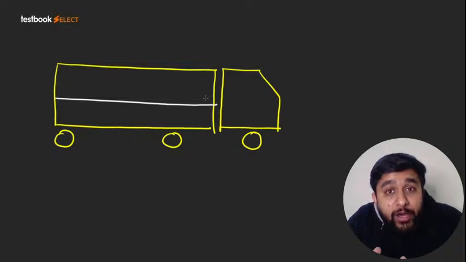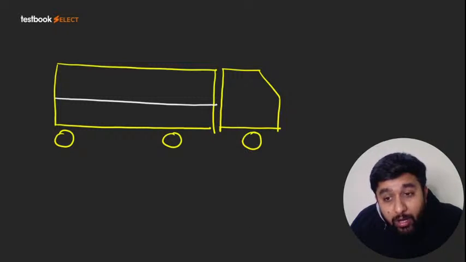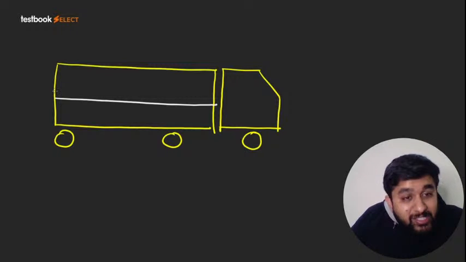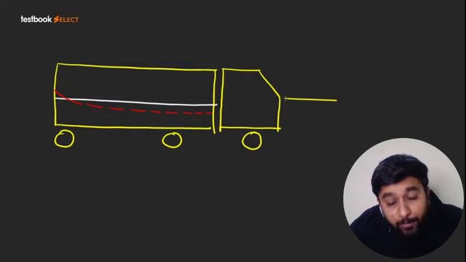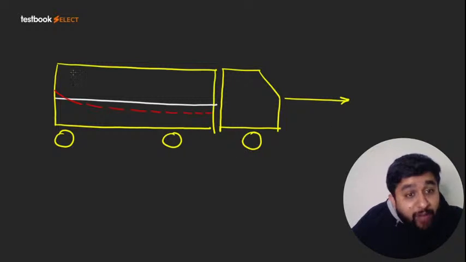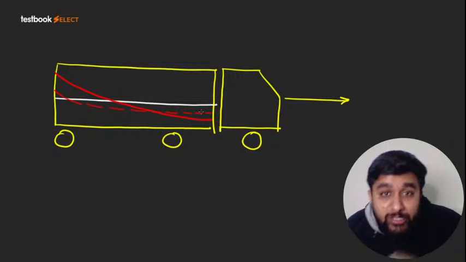Now this tanker starts moving. So everyone knows when the tanker starts moving, what will happen? The oil at the back side will start rising up, and the oil in the front of the tanker will start moving down. And finally, the oil will take a constant shape like this.